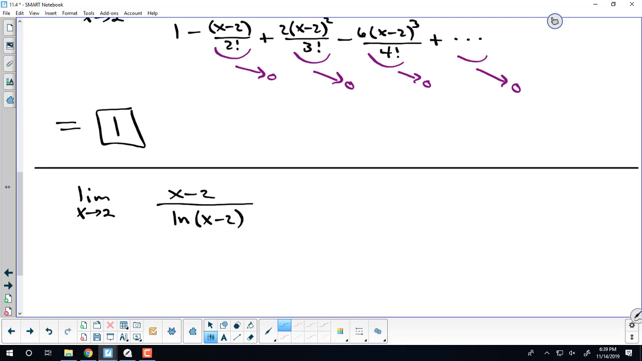Wait, x minus 1. So just to see that, we would say by L'Hopital's rule, we've got the limit as x approaches 2.